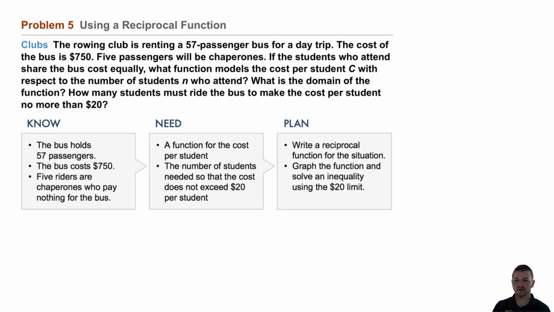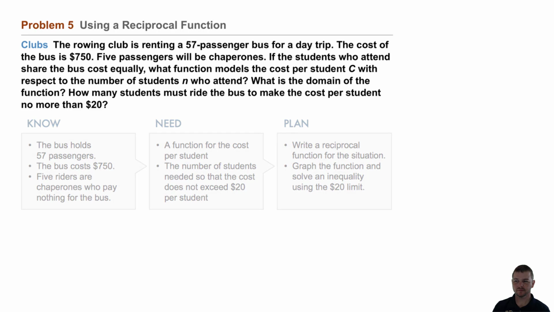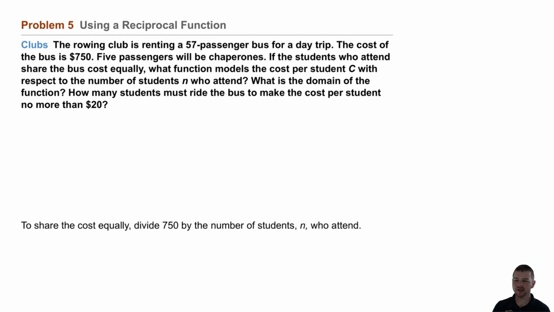So your plan. Write the reciprocal function for the situation. Graph the function and solve an inequality using the $20 limit. To share the cost equally, divide 750 by the number of students N who attend. The function that models the cost per student is C equals 750 divided by N.